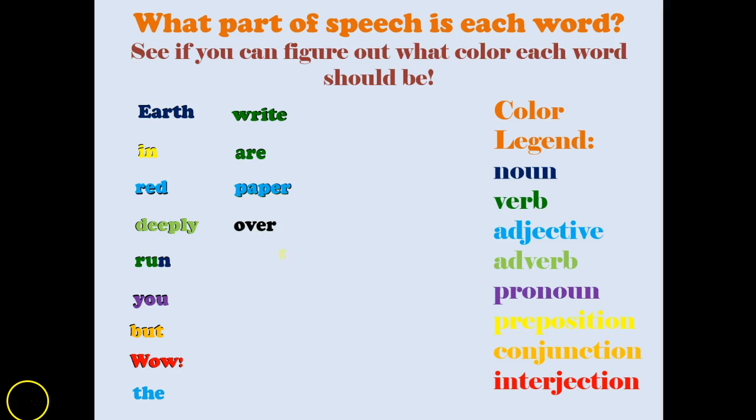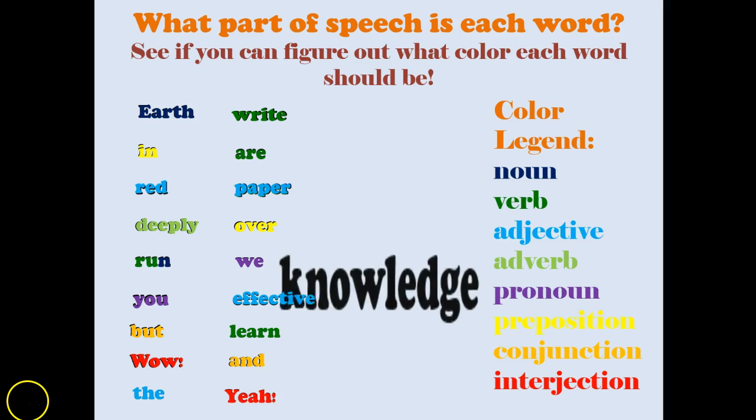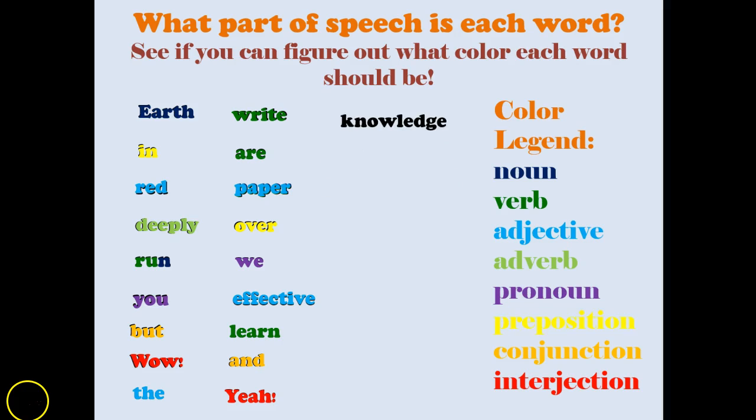Over is a preposition, location. We is a pronoun. Effective is describing something as being effective. It is an adjective. Learn is a verb, and is a conjunction, one of the fanboys. Yeah is an interjection. Knowledge is a noun.